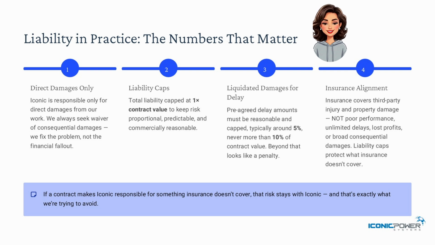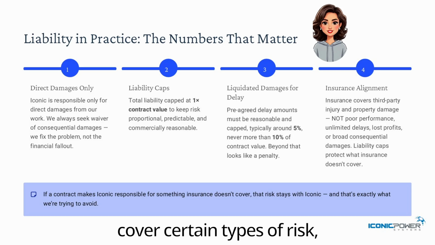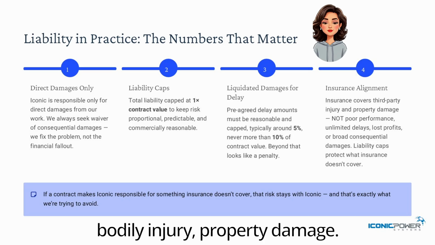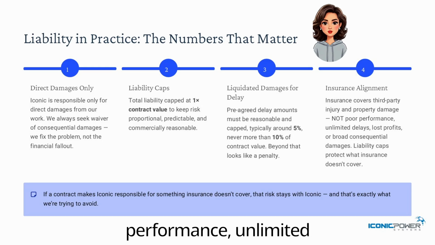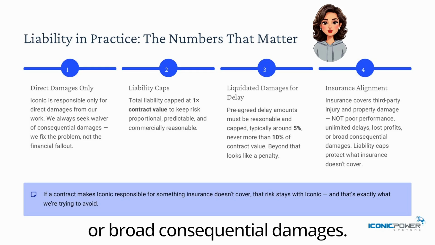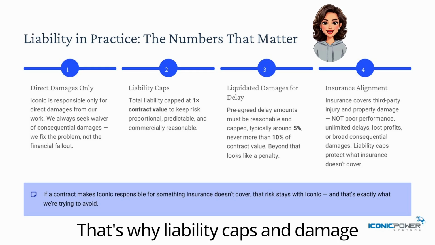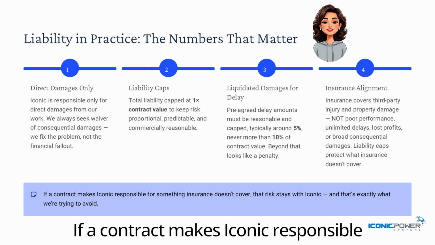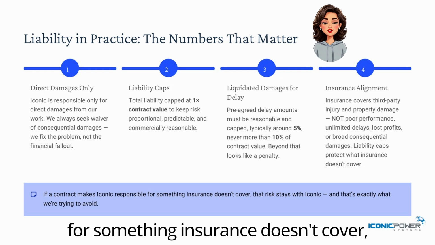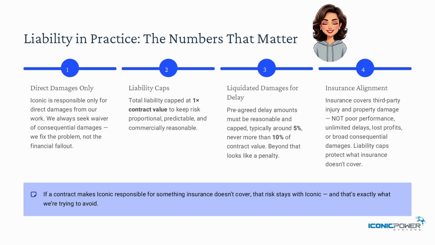Finally, insurance. Insurance is designed to cover certain types of risk, such as third party bodily injury, property damage. Insurance does not usually cover poor performance, unlimited delay costs, lost profits, or broad consequential damages. That's why liability caps and damage limitations are essential. If a contract makes Iconic responsible for something insurance doesn't cover, that risk stays with Iconic. And that's exactly what we are trying to avoid.